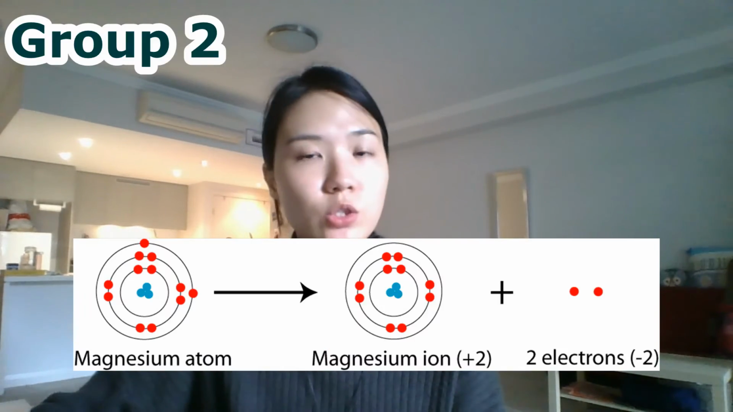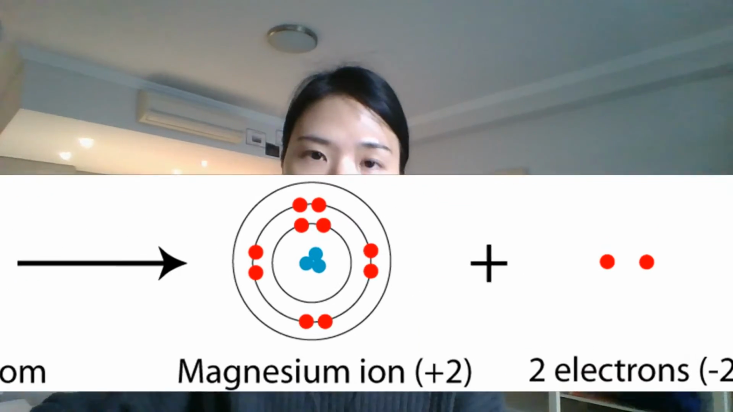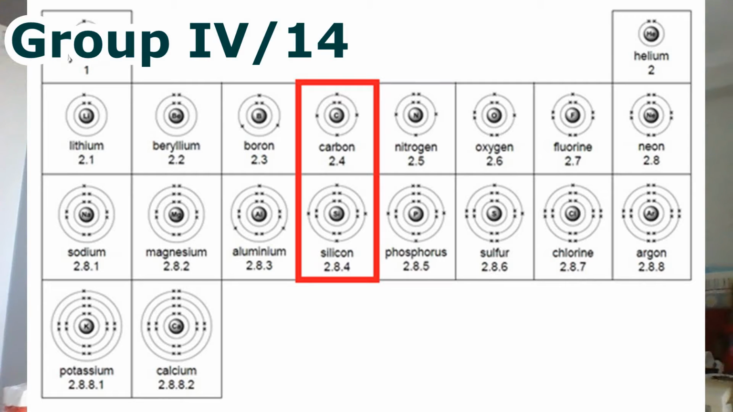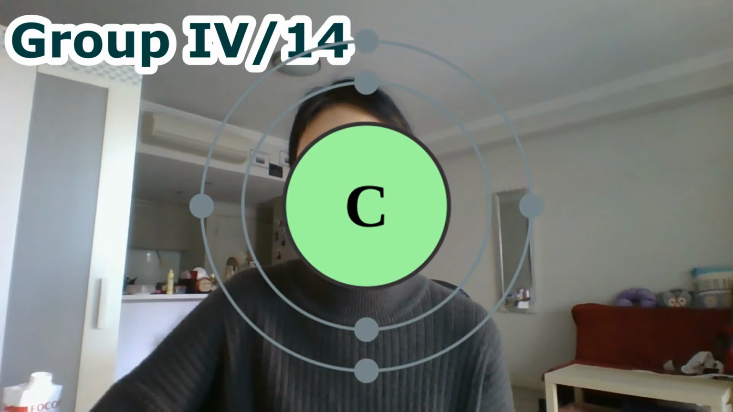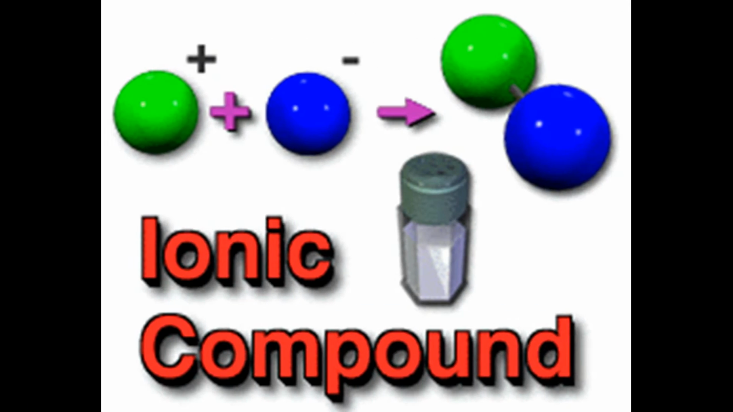For example, magnesium, which is in group 2, has 2 electrons in the outer shell, and will choose to lose 2 instead of gaining 6 electrons. Another example is chlorine, which is in group 7 or 17, and will choose to gain 1 electron instead of losing 7 electrons. But what about those elements that are in group 4 or 14 that have 4 electrons in the outer shell? Well, they have the choice of either losing or gaining 4 electrons. Simple as that.